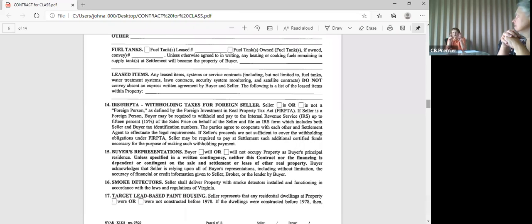And leased items could be a water filter, anything like that, that you would have to find out if they're going to convey. But normally with leased things, the seller gets rid of his lease, and then if the buyer wants their own lease, they will write that.